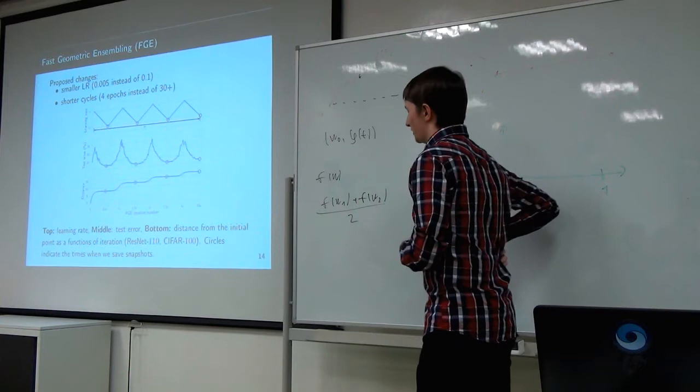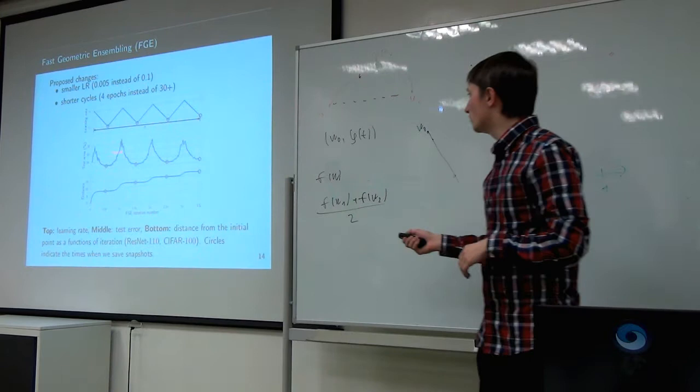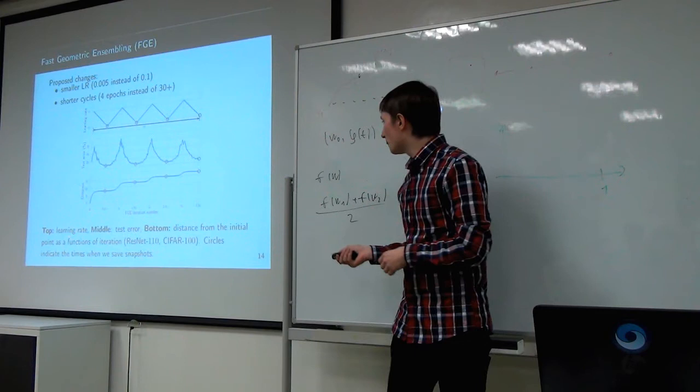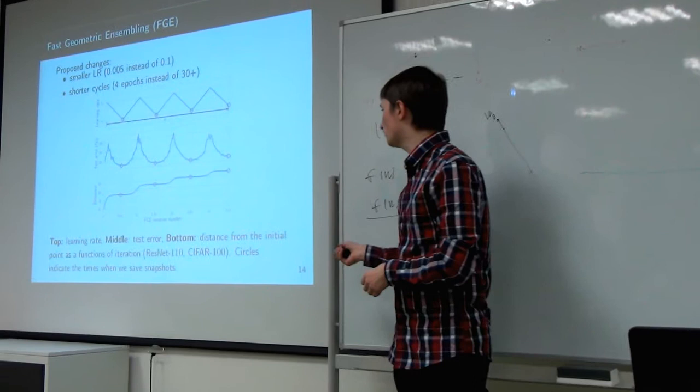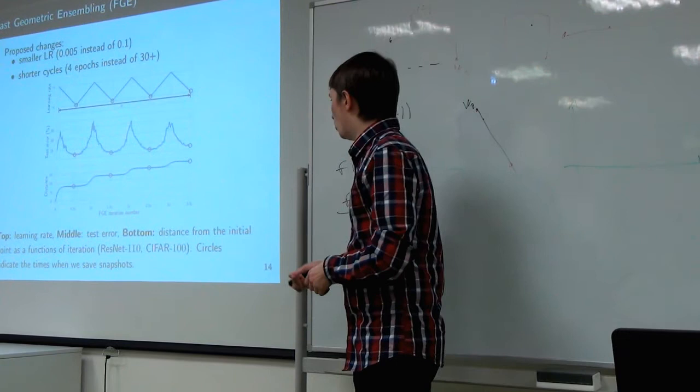And the last thing: the black circles denote the moments when we collect snapshots for ensembling, and in the bottom plane we have the distance from the initial point as a function of the iteration number. So we can see that we constantly go in some direction from the initial point.